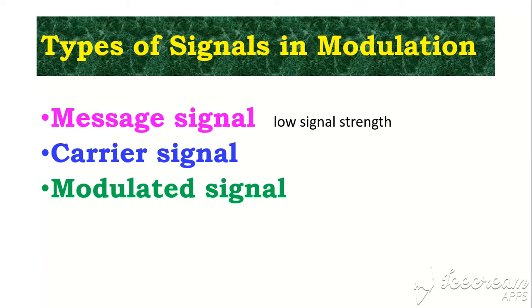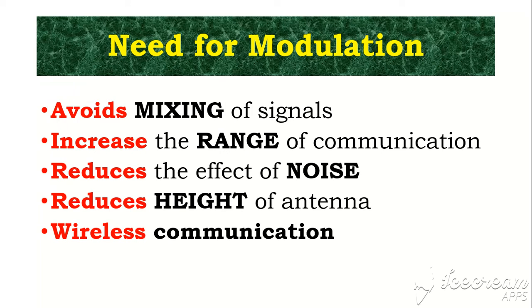Then the modulated signal. When the message signal is mixed with the carrier signal, that is, the superimposition of the data signal with the carrier signal, this new signal is known as the modulated signal, and it is a combination of the carrier signal and the modulating signal. Then what is the necessity of modulation?